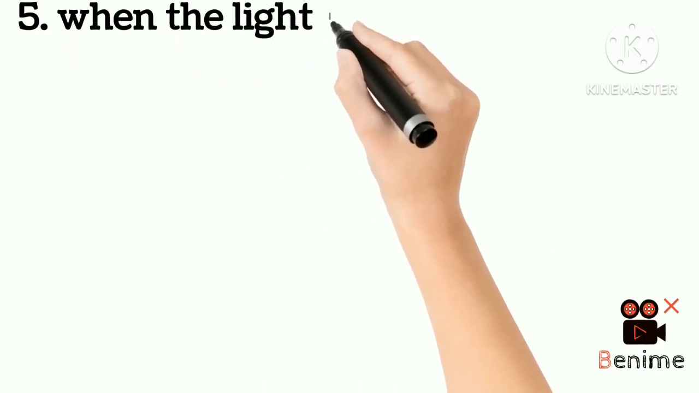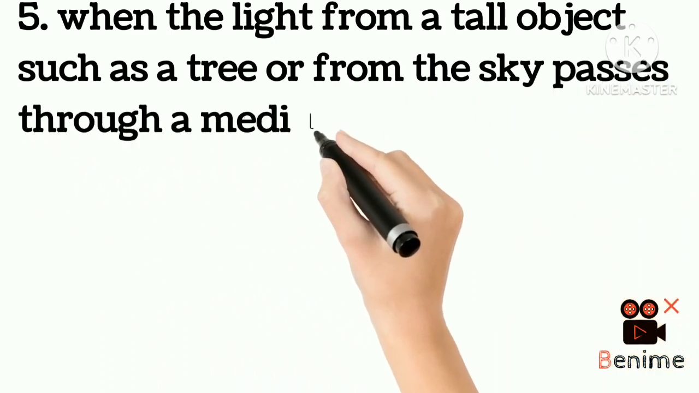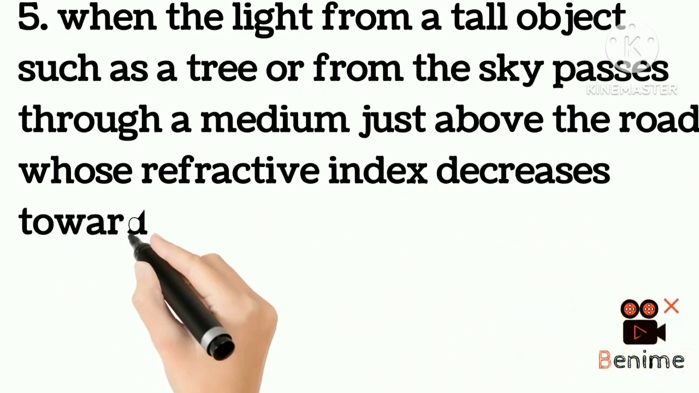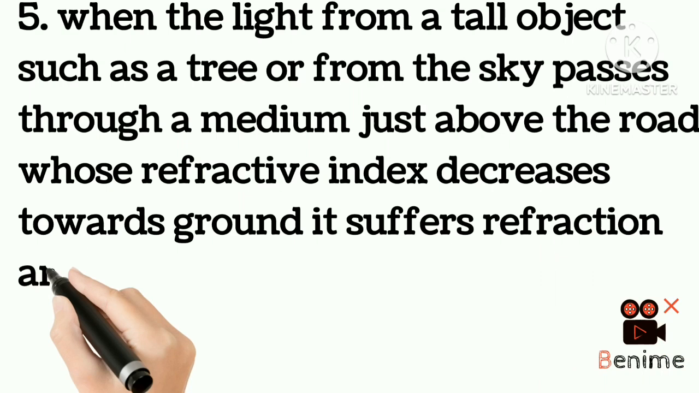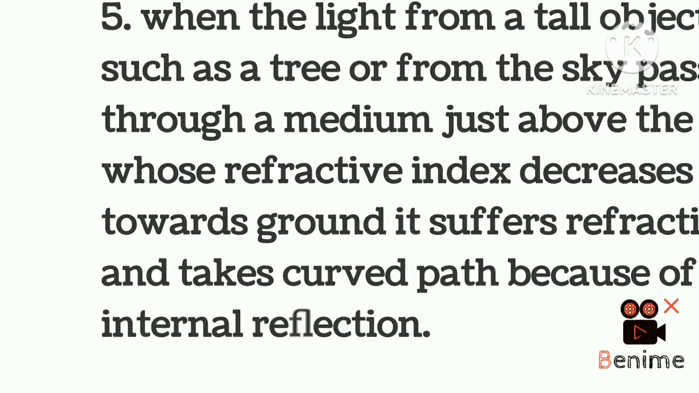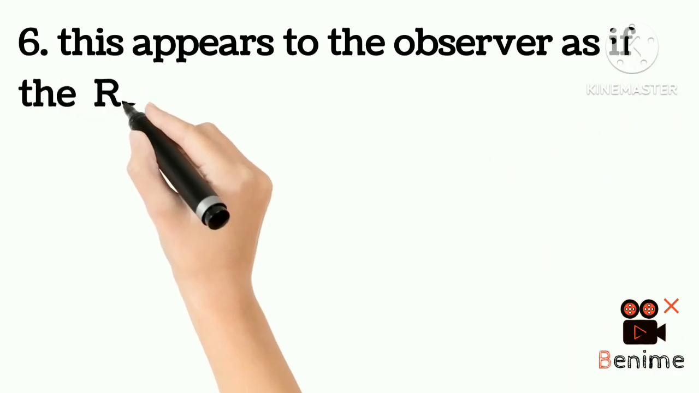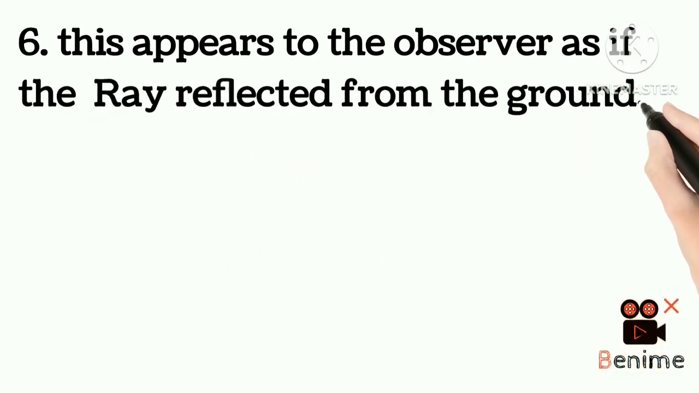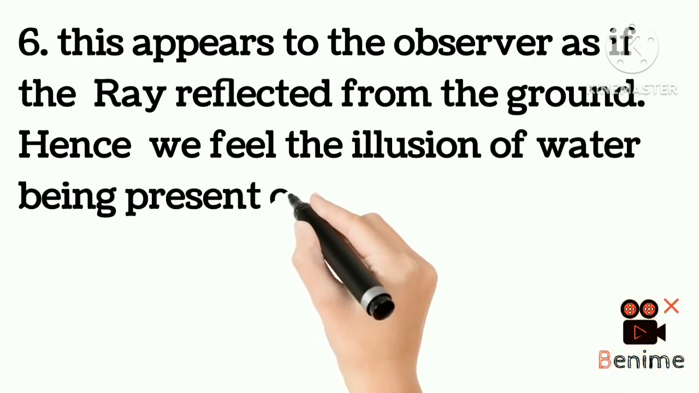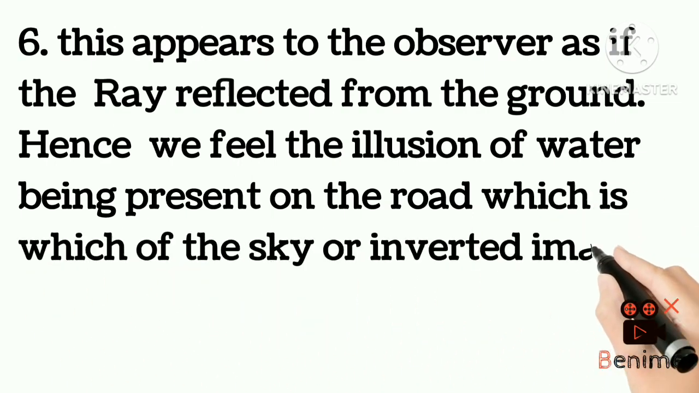Fifth point: when light from a tall object such as a tree or from the sky passes through the medium just above the road, whose refractive index decreases toward the ground, it suffers refraction and takes a curved path because of total internal reflection. Sixth point: it appears to the observer as if the ray is reflected from the ground, hence we feel the illusion of water being present on the road, which is a virtual, inverted image of the sky and the tree on the road.